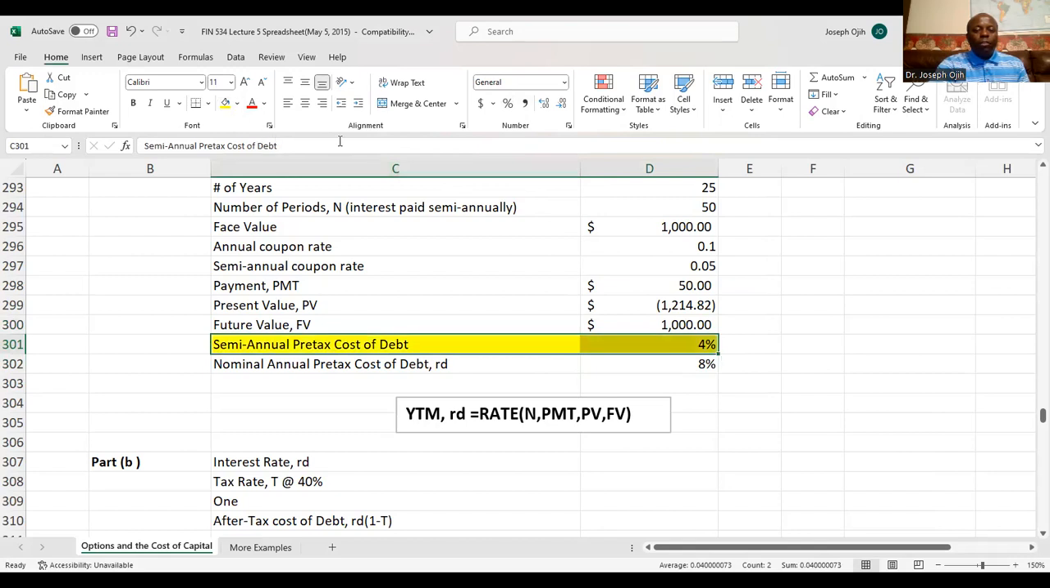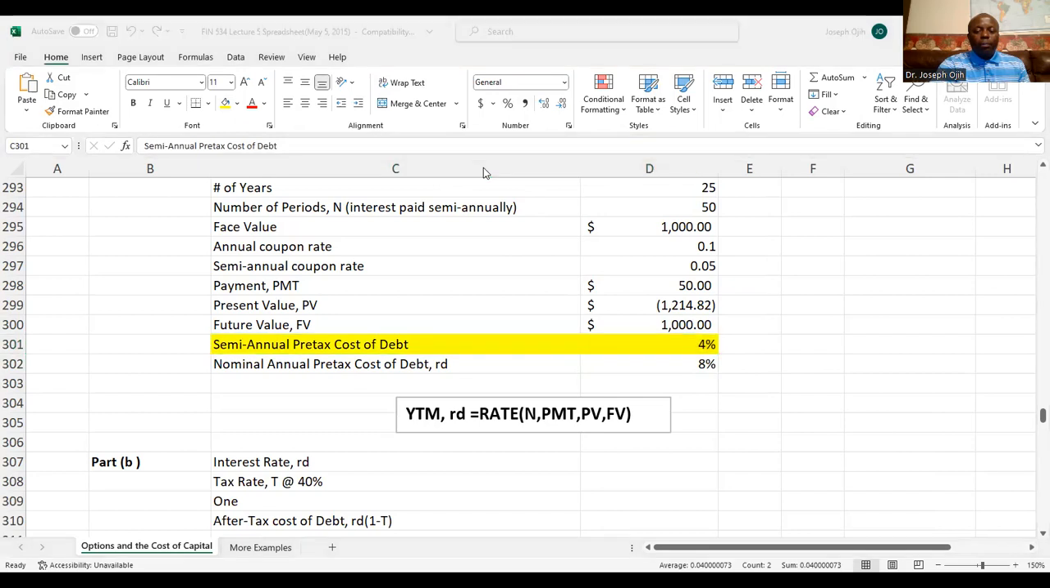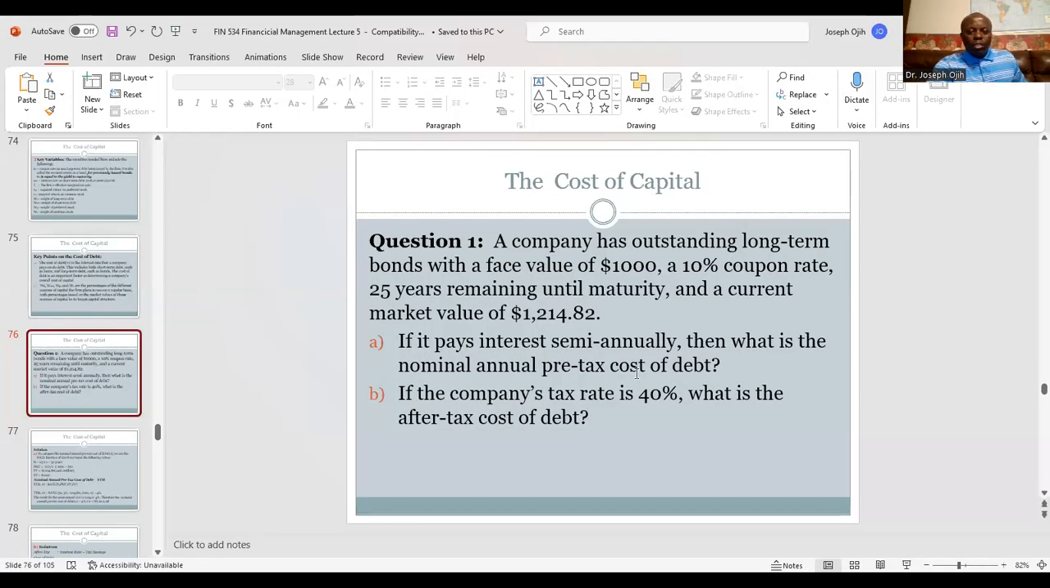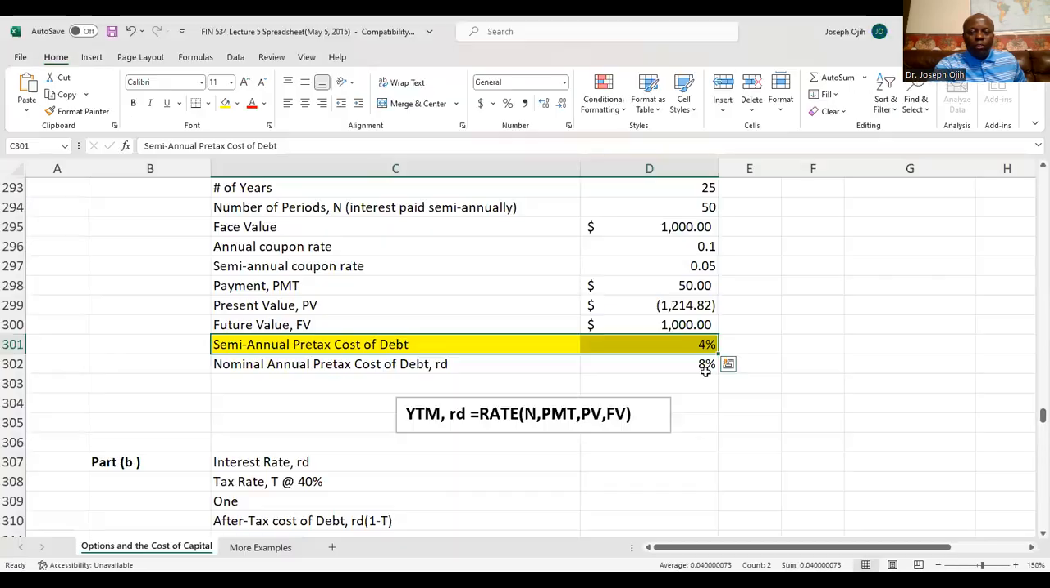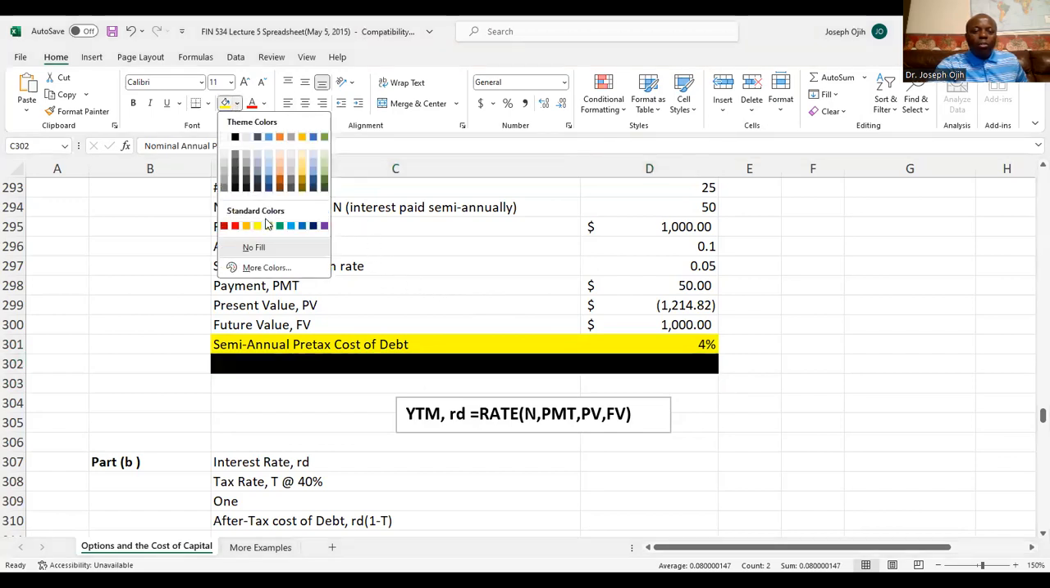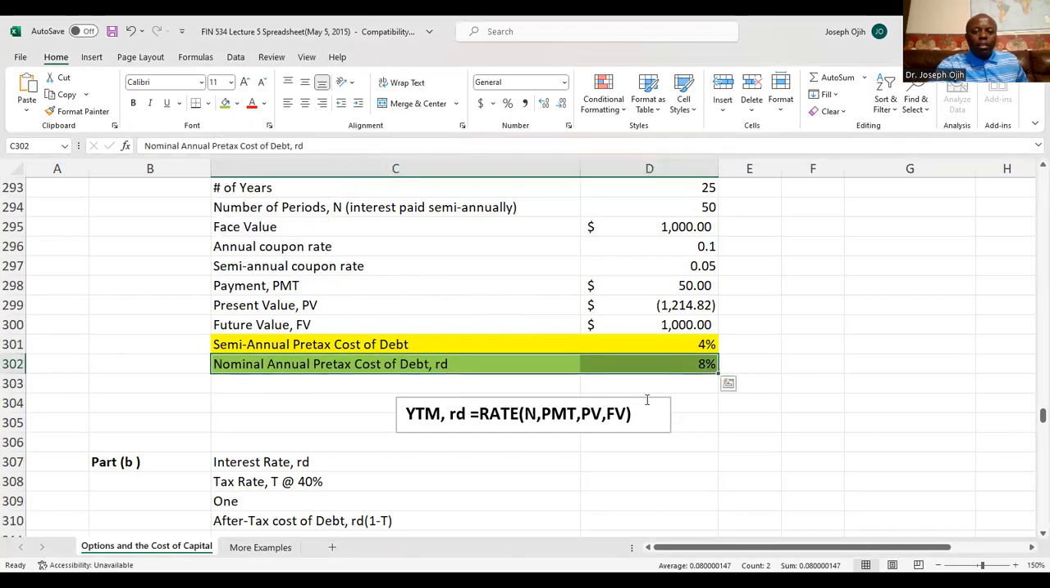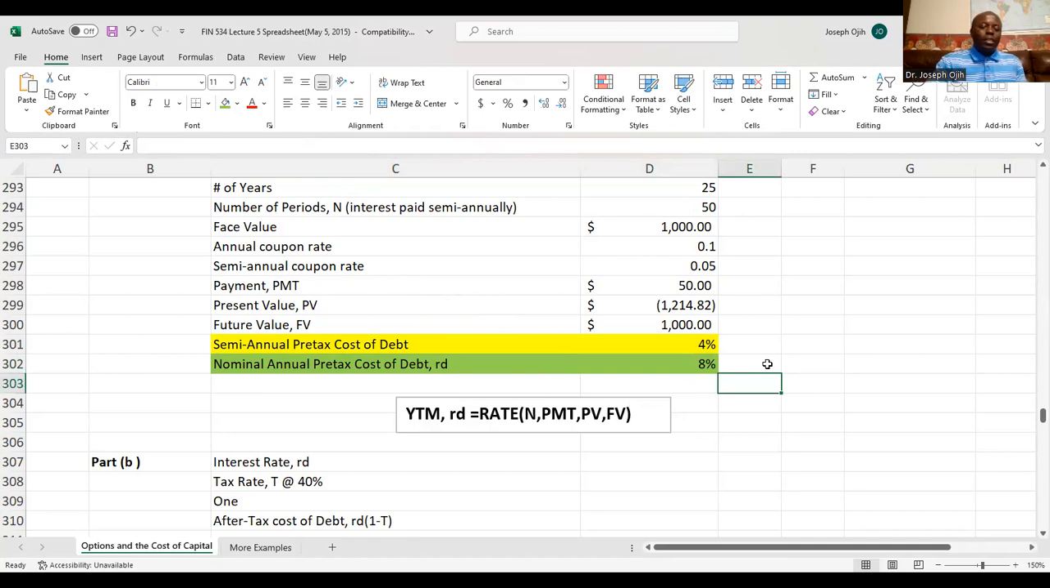But what we are looking for, as you already know, is the nominal annual pre-tax cost of debt. So in that case, we multiply the semi-annual by 2. 2 times 4 is 8%. So that gives you the nominal annual pre-tax cost of debt, 8%. See, very, very easy, right?